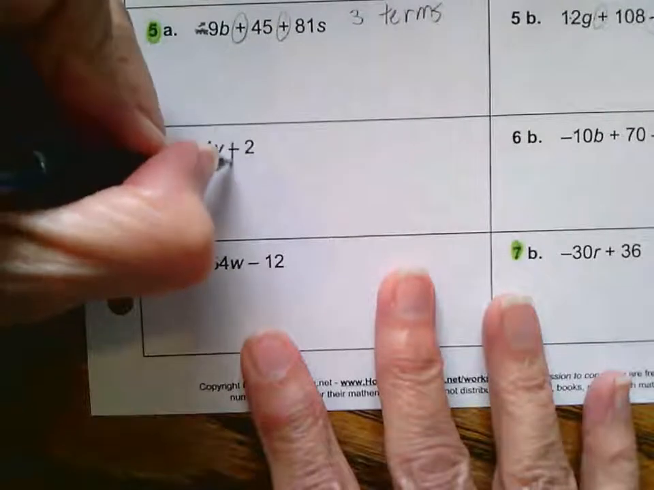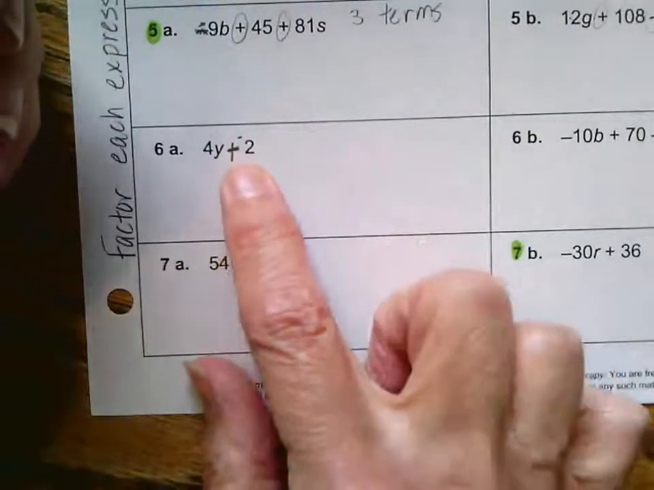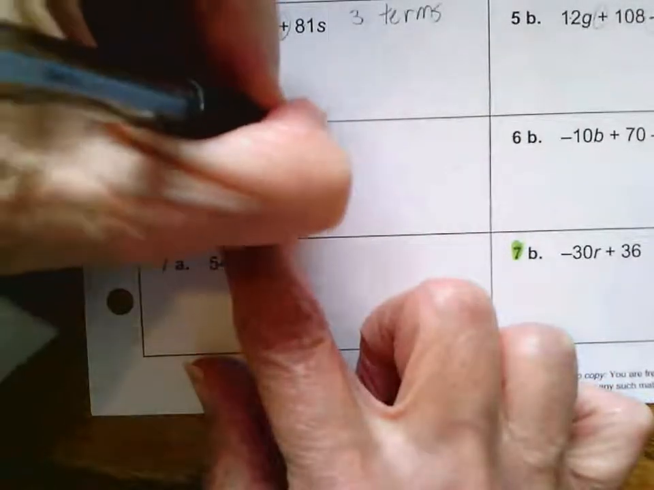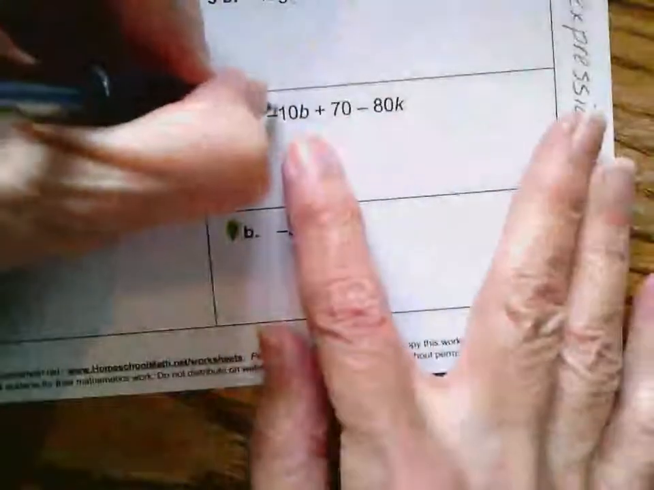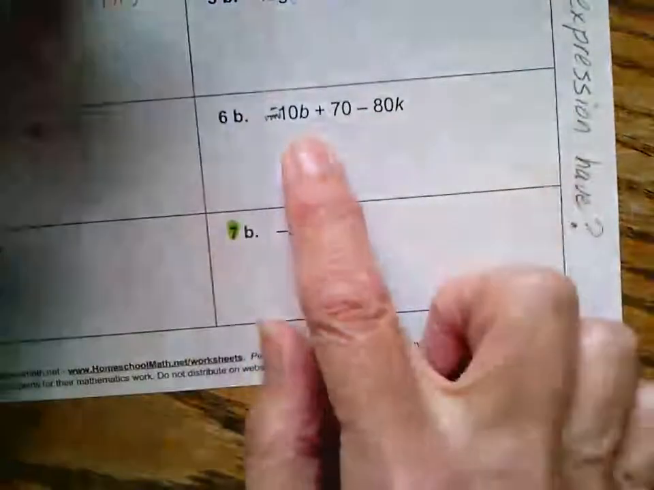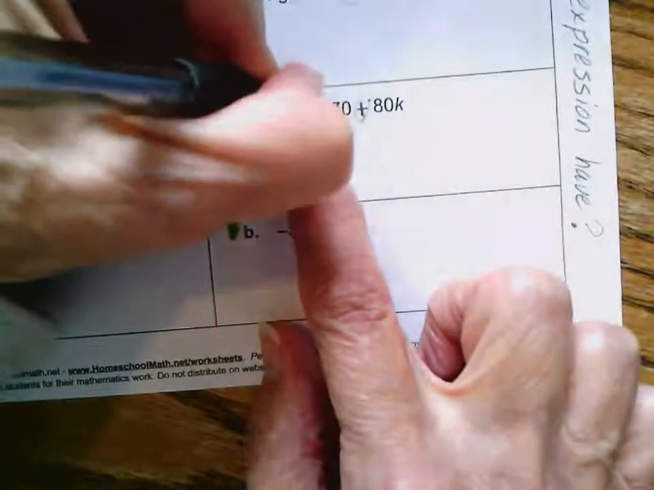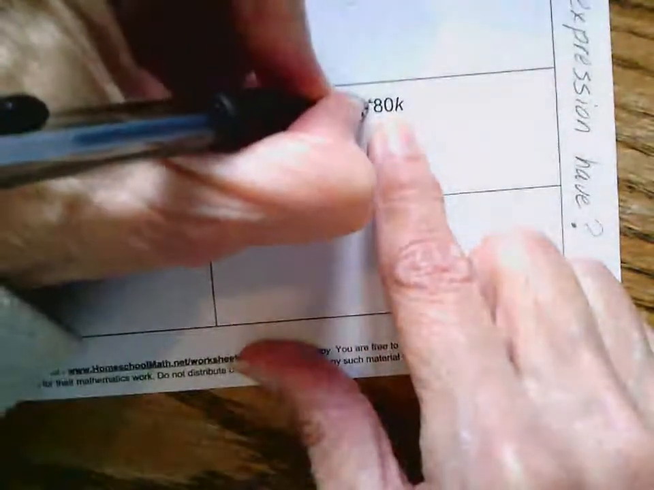Change the subtraction to an addition, the next number to its opposite sign. I have 1 addition sign. I have 2 terms. This is just a negative 10. So I have 1, 2 addition signs. Change my 80K to its opposite, negative 80K. I have 1, 2, 3 terms.